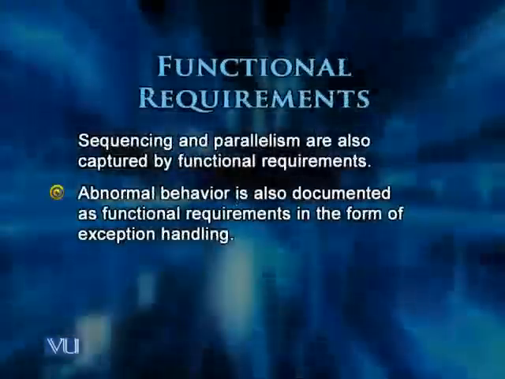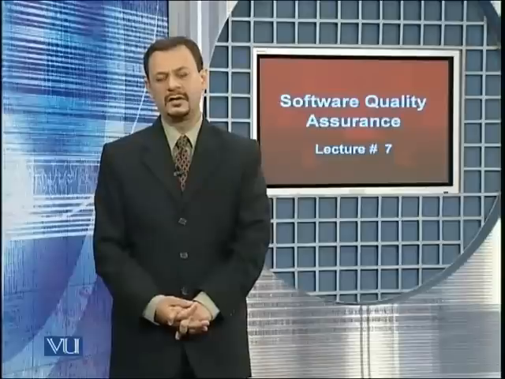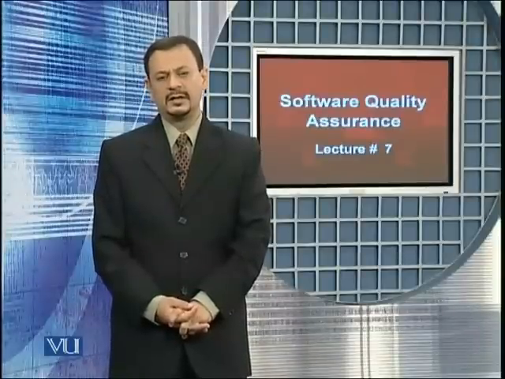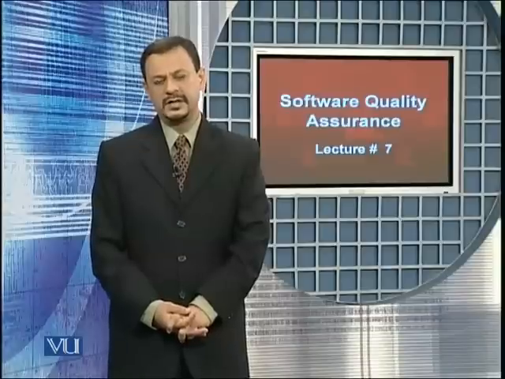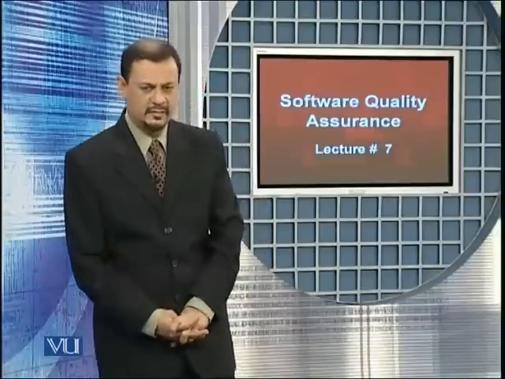Functional requirements also capture the abnormal behavior, that is the exception handling, and functional requirements document these abnormal behavior which is not the main path of the software execution, but if an error occurs or aberrant data comes into as input, the type of exception handling is also part of the functional requirement.